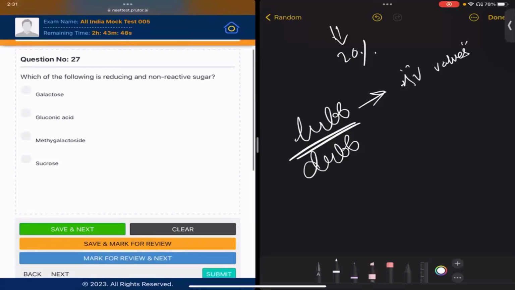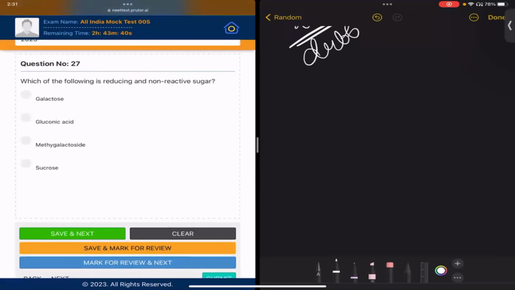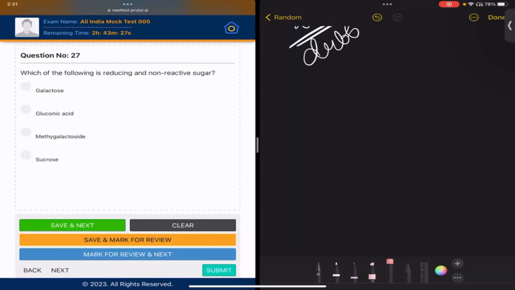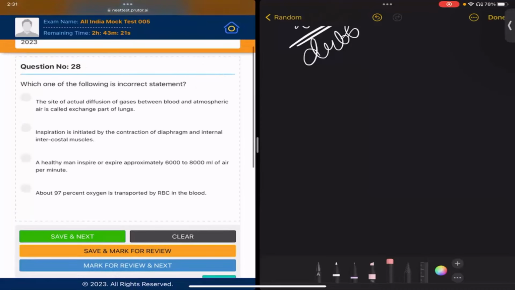Okay. The following is reducing and non-reactive. Reducing sugar and non-reactive sugar. Sucrose is not reducing, it is a non-reducing sugar. Galactose is a reducing sugar, but non-reactive, not specifically knowing कि non-reactive है कि नहीं. I think reactive होगा. Gluconic acid also reacts. Methyl galactoside seems to be the most obvious answer. We'll go with this.